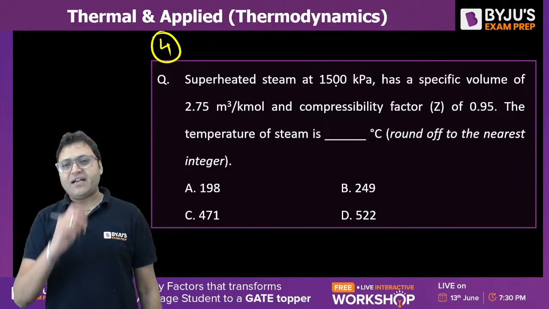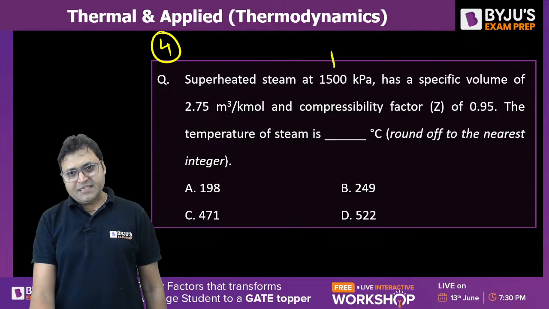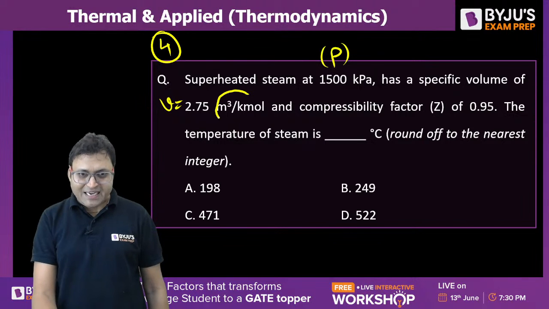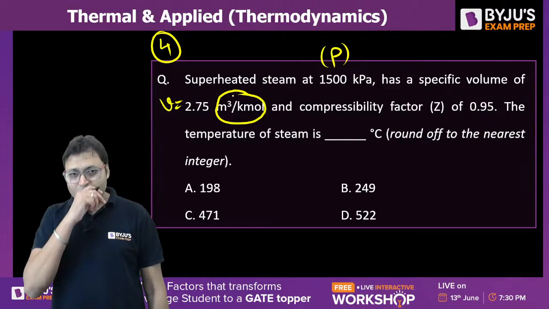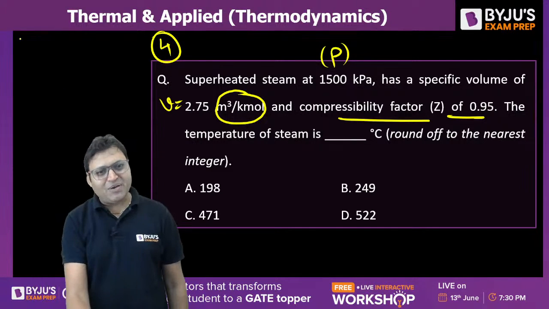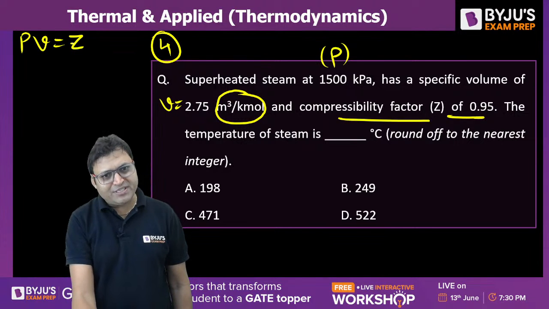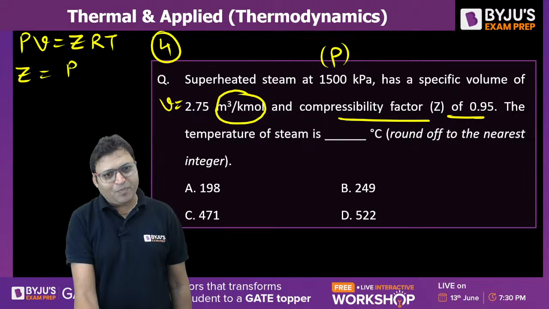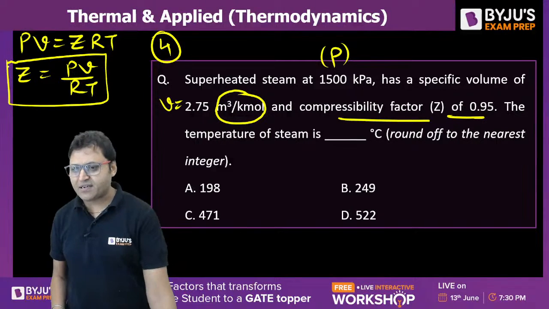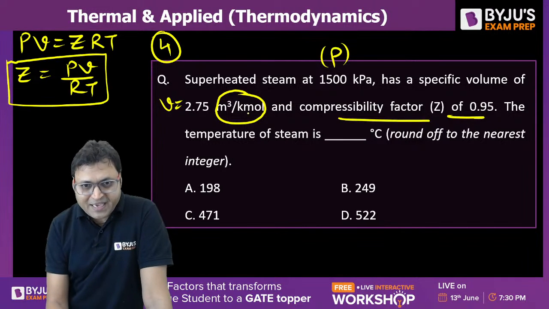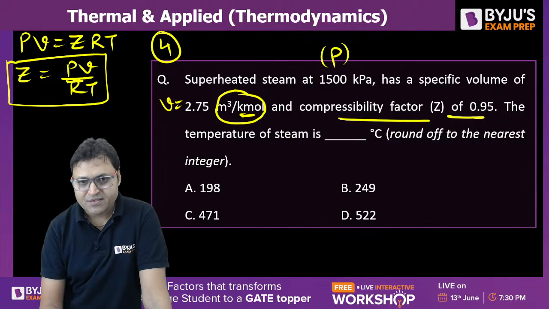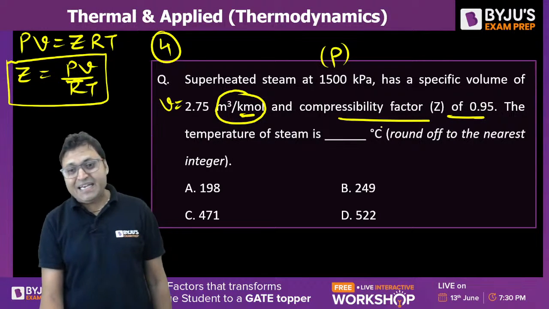Superheated steam at 1500 kilopascal has a specific volume of this. This is the pressure, and specific volume V. The unit, if you see, is not meter cube per kg, it is meter cube per kilomole, and compressibility factor Z is equal to 0.95. What is the compressibility factor? We can say PV is equal to Z into R into T, so Z is equal to PV by RT. Z is called the compressibility factor. Because V is given per kilomole, R should be taken in terms of kilomole, that is R bar. And we need to find the temperature of the steam in degrees Celsius.